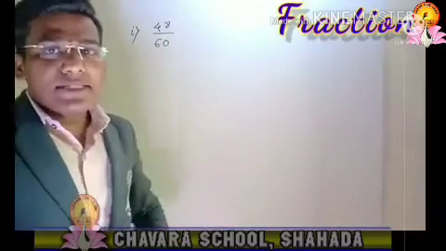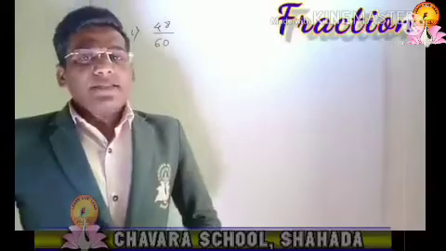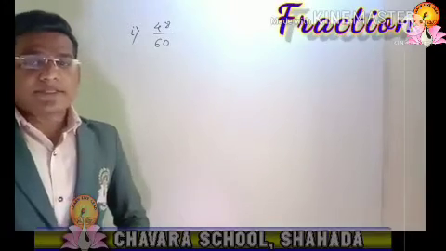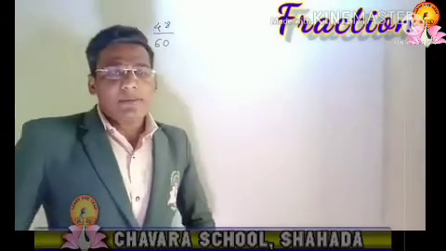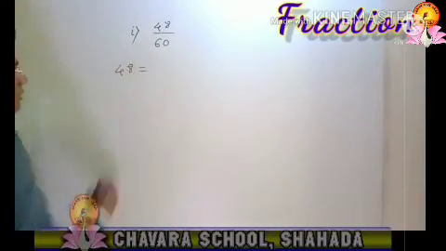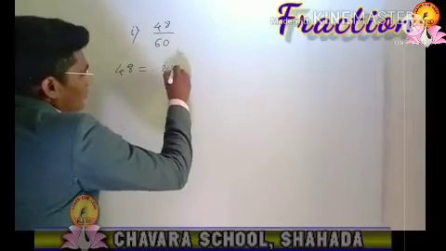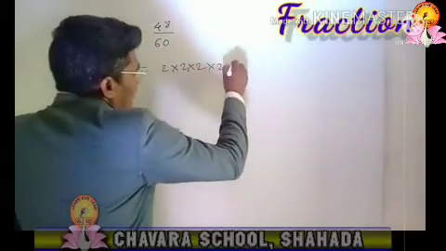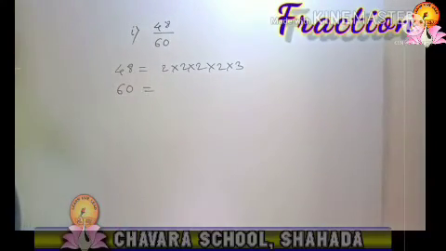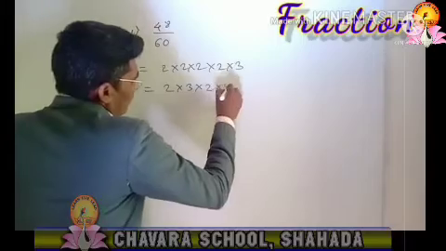As we solved the example by the HCF method, we have an alternate method also. The alternate method is to resolve both the numerator and the denominator into prime factors, then cancel out the common factors among both. Since 48 has the prime factors 2 into 2 into 2 into 2 into 3, and 60 has the prime factors 2 into 3 into 2 into 5.